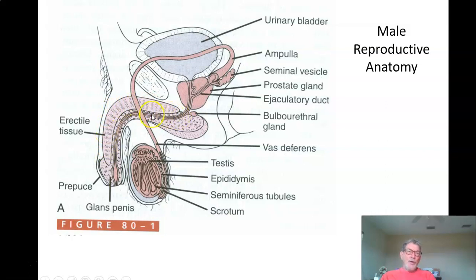You have the urethra coming through here to the external urethral orifice, or the urinary meatus, the opening. The rest of the penis that surrounds that is called the corpus spongiosum. Spongiosum is down here, the cavernosum is on top. Back here you have the prostatic urethra coming from the bladder through the prostate gland.